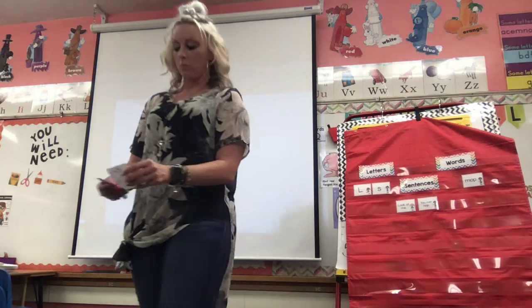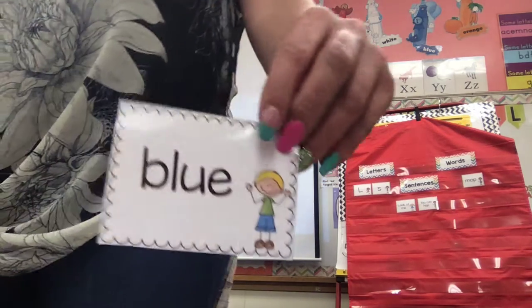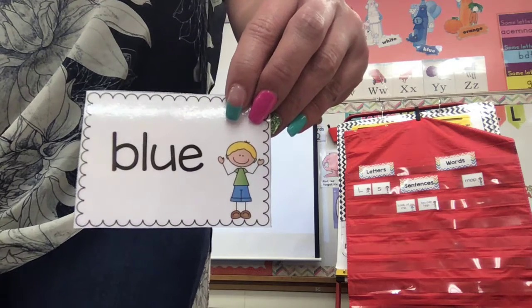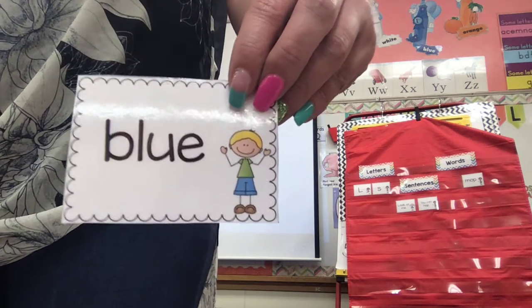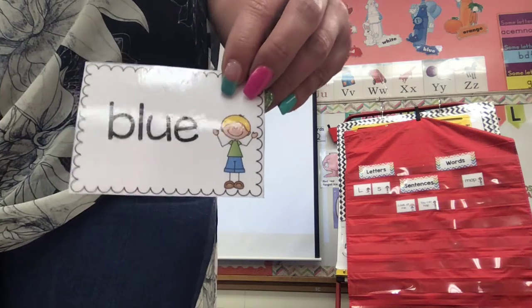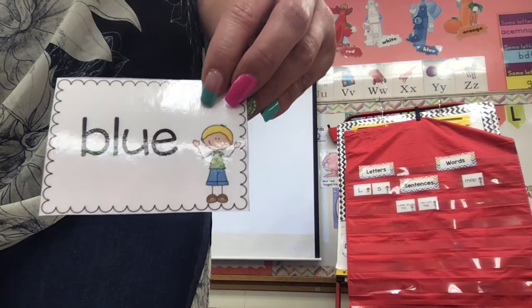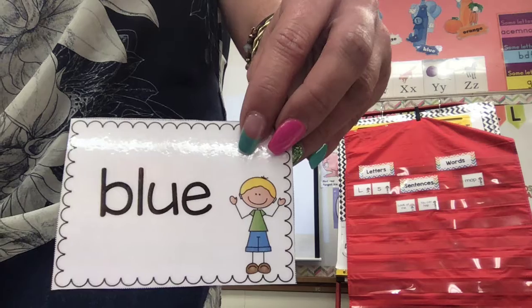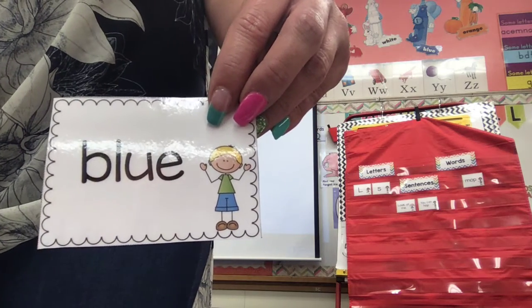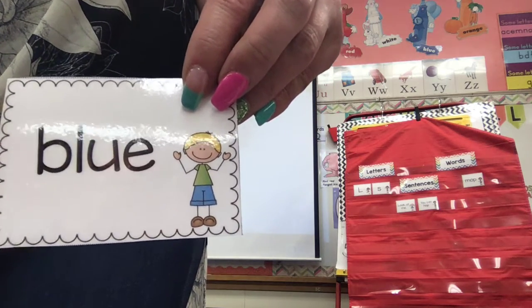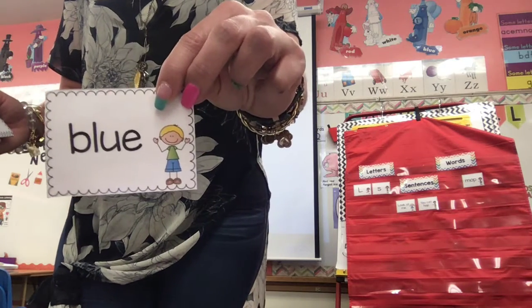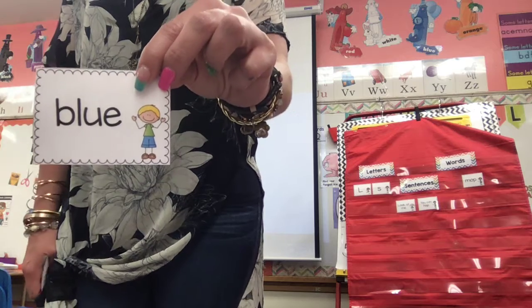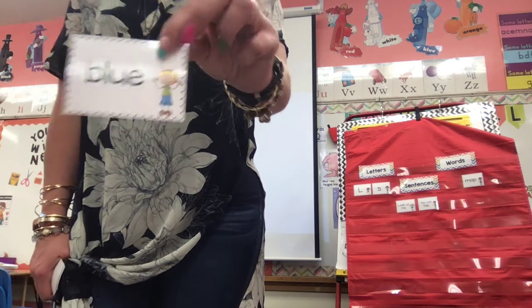Let's look at one more. This is a word we've actually done. B-L-U-E. And notice I called it a word. B-L-U-E. I can spell blue. The big sky is blue. The ocean is too. Hi-ho, did you know B-L-U-E spells blue? So it's a word. It's our color word.